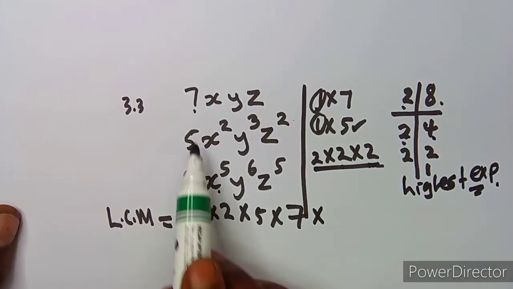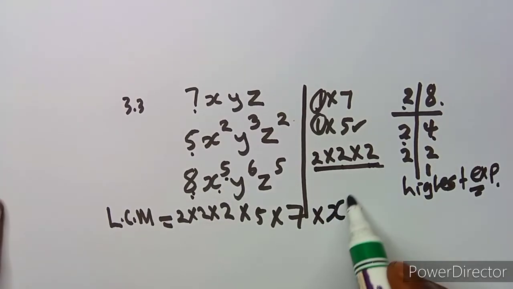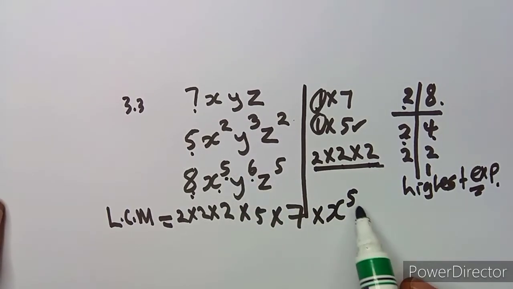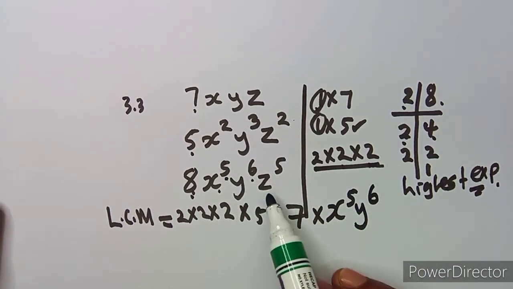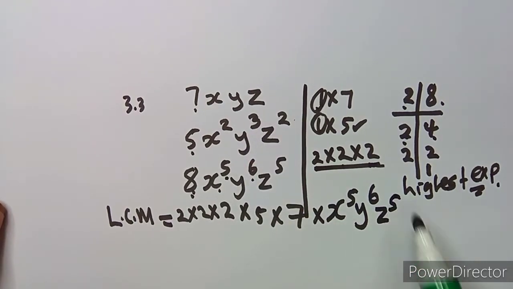So which letter is the highest exponent in terms of x? It is this x to the exponent of 5. Okay, for y, which one is the highest exponent? It's y to the exponent of 6. In terms of z, which one is the highest exponent? It's z to the exponent of, you take the one with the highest exponent.